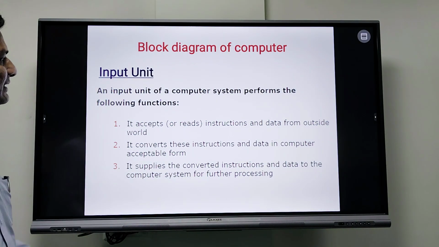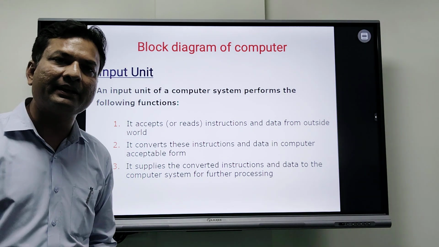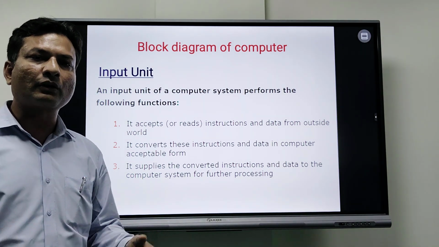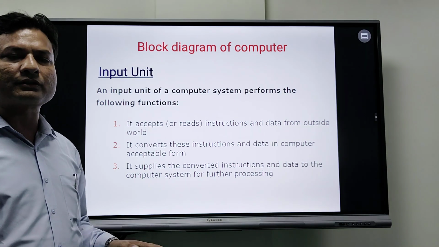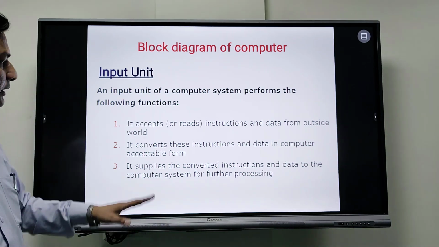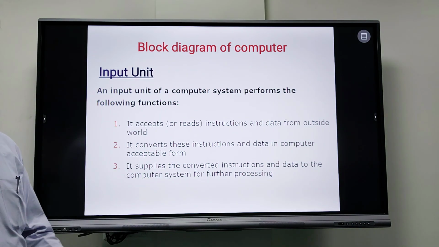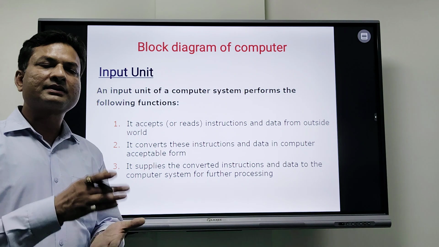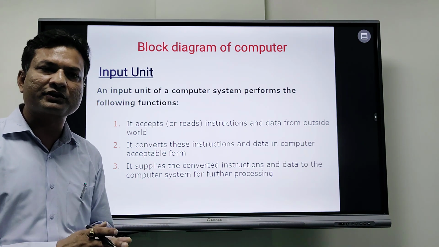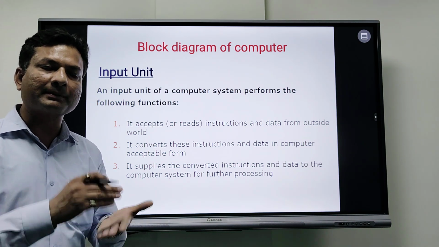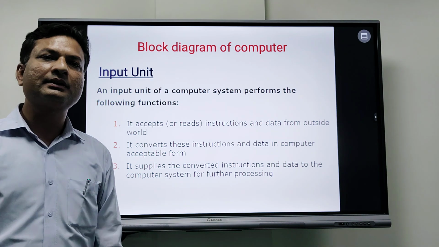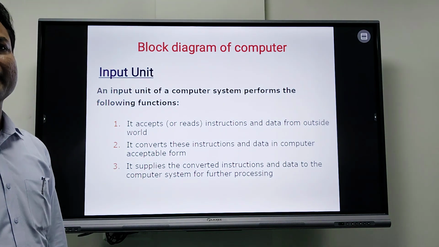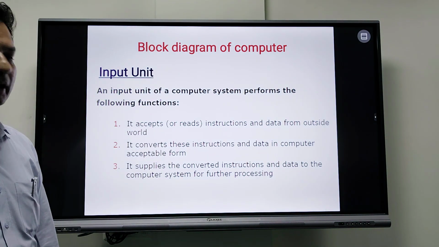So these are the three steps that are performed by any input unit, whether it is keyboard or mouse or any input device. All the input devices perform these three functions. First one is accept the input, second one is convert that input into machine readable form, and third one is supplies that input inside the computer system so that computer system can perform some processing on that input.